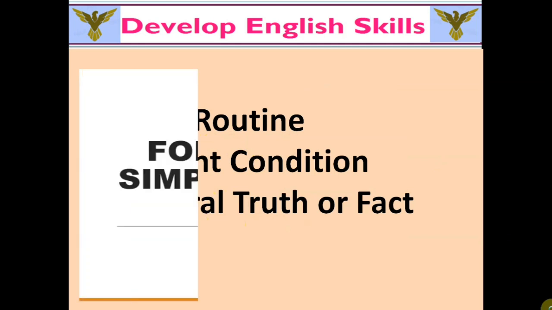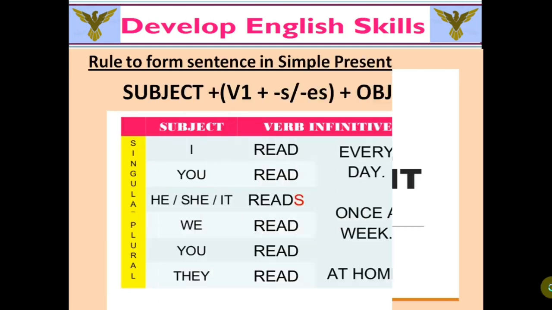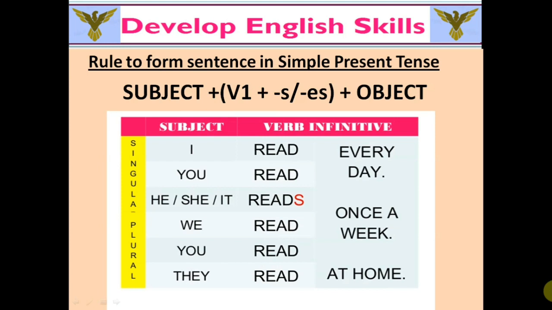Now you are going to learn how to form sentences in simple present tense. So the rule to form a sentence in simple present tense is subject plus verb first form. Then we add s or es if the subject is third person singular. And then we write the object.